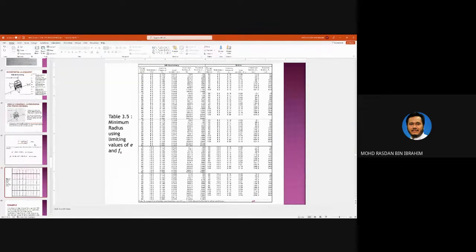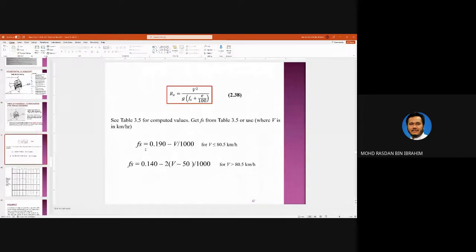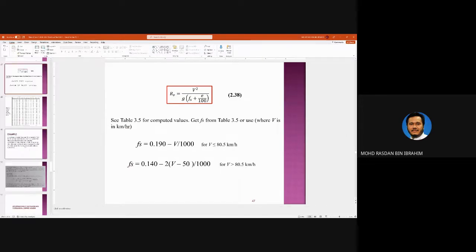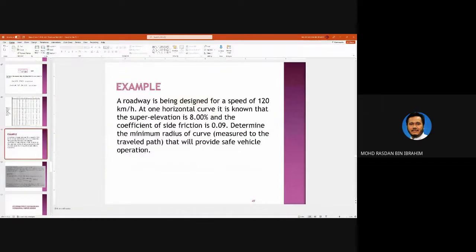Okay. If you want to calculate, then you can use this formula for V less than 80 kilometers per hour and V more than 80 kilometers per hour. Okay, example. A roadway is being designed for a speed of 120 kilometers per hour. At one horizontal curve, it is known that the super elevation is 8%. And the coefficient of side friction is 0.09. Determine the minimum radius of curve that will provide safe vehicle operation.